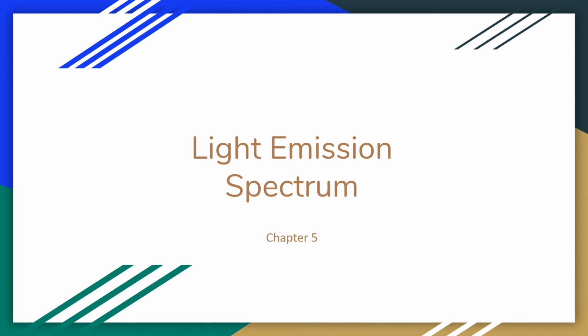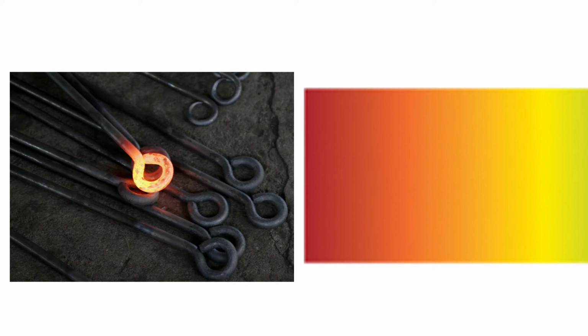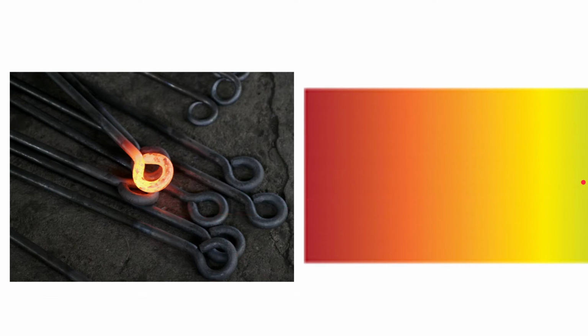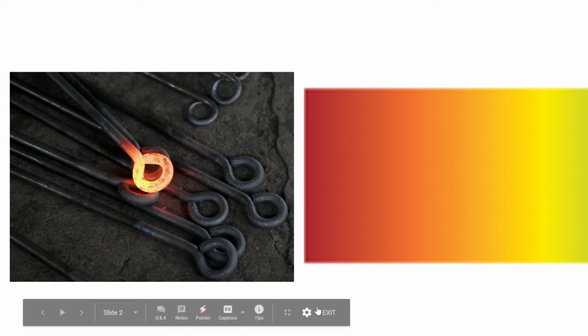Okay, so today we will be going over the light emission spectrum. Let's start with a real-world example. When you're heating a metal bar, the color turns from red to orange to yellow. In other words, light is being emitted from this metal bar. But how and why does this happen?